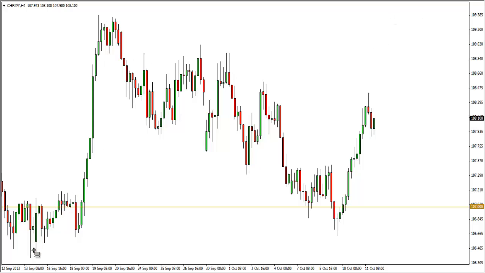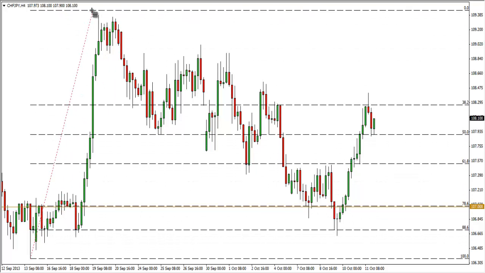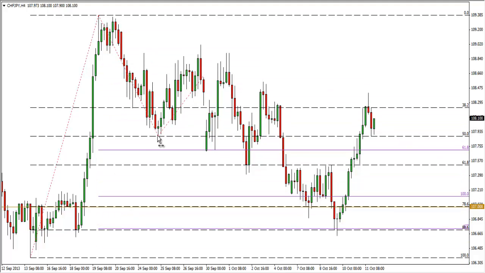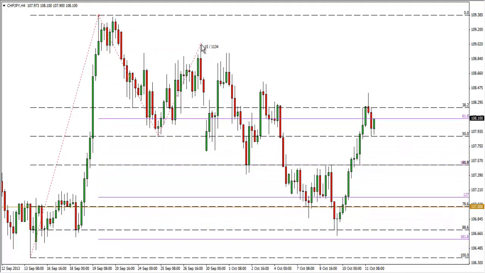Basically, a bat pattern, this is the impulse leg. You notice that price terminated here at 50% of the move, because a bat pattern would usually terminate either at the 382 or 50%. For this one, it terminated at the 50%. Next, I'll use my Fib expansion tool, connecting from the high to the low, back to the swing high.